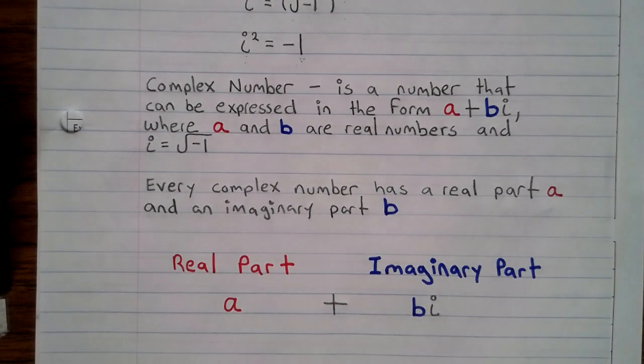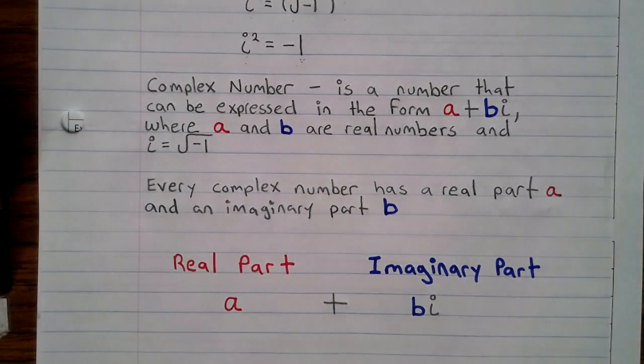All right, a complex number is a number that can be expressed in the form of a + bi, where a and b are real numbers and i is the square root of -1. Every complex number has a real part a and an imaginary part b. So real part a plus imaginary part bi. If you would, finish up your notes. All right, now your notes are completed.